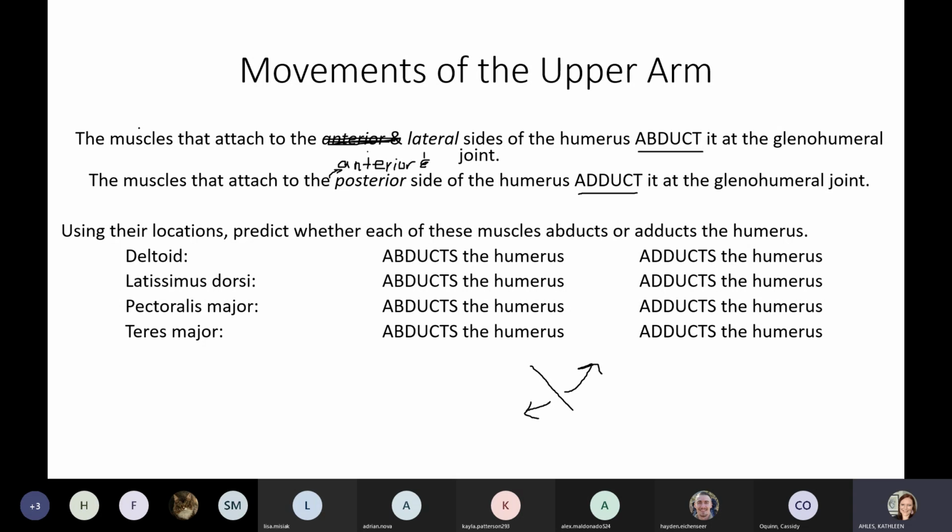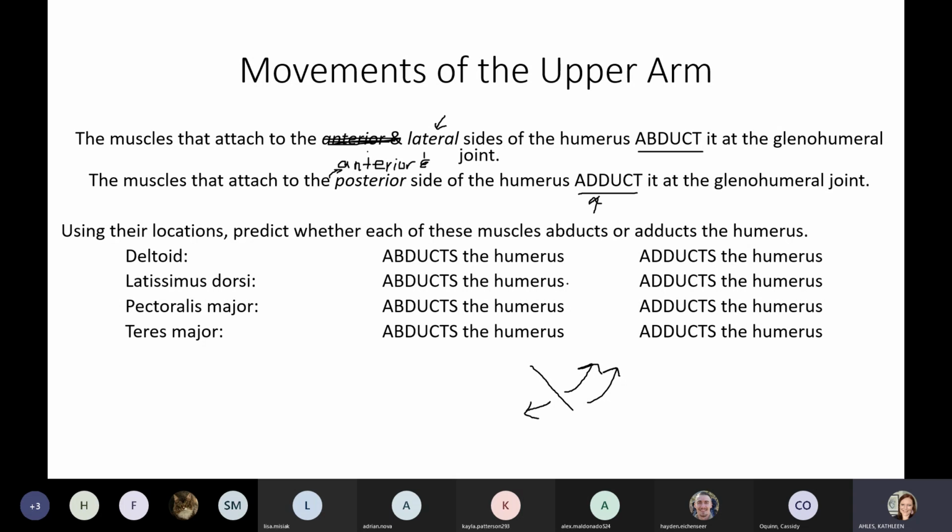When I am talking about abduction and adduction, if you attach to the outside, the lateral side of the humerus, you pull on the humerus and make it go up. We pull away from the midline. That's abduction. But if you live closer to the middle of the body, if we live medial, so the front or the back muscles that attach in those places, we're going to pull it back down toward the middle of the body.